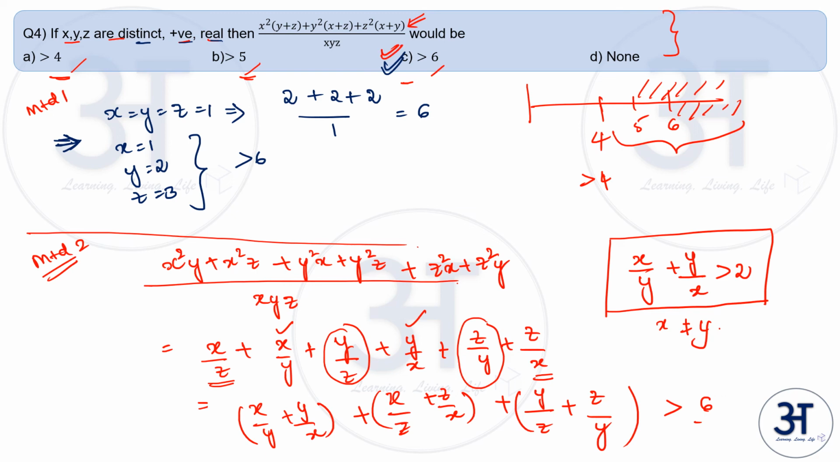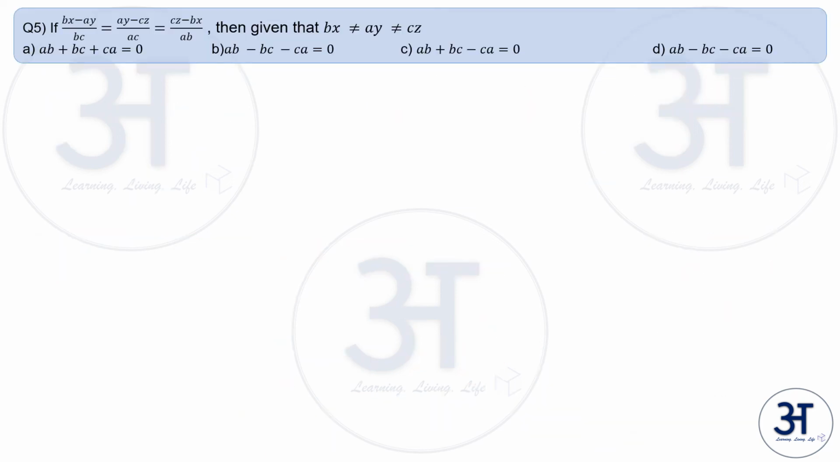Let us move to the last question now. So this question says that if bx minus ay by bc is equal to ay minus cz by ac, that is equal to cz minus bx by ab, then given that bx is not equal to ay, is not equal to cz, because if they're equal, all the numerators will be 0 and 0 equal to 0 equal to 0, and it holds good for any of these, right? So given that this is the case, bx is not equal to ay, is not equal to cz, then what is the possible answer?